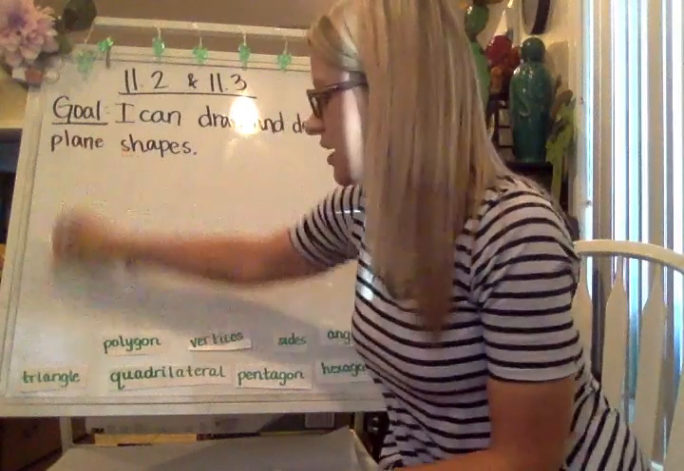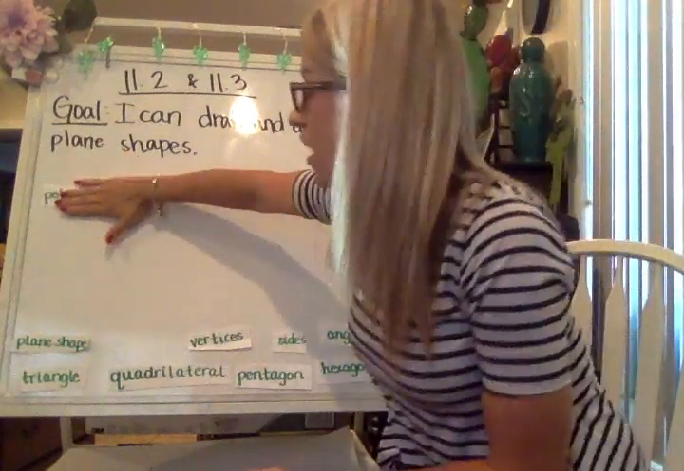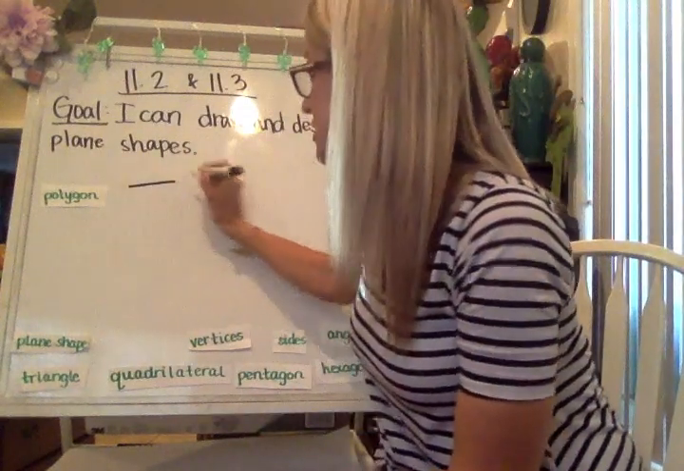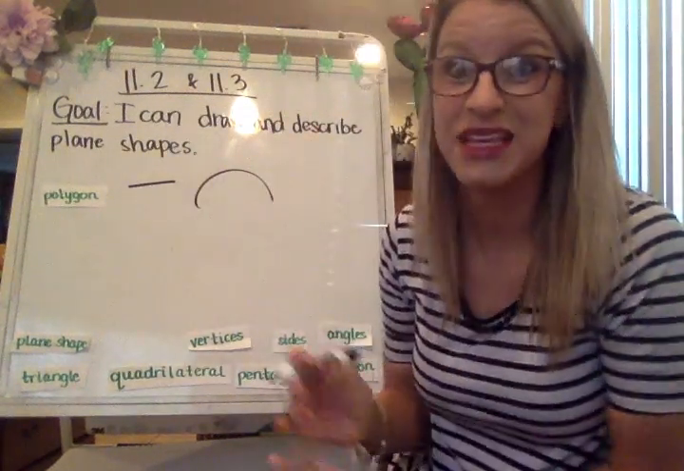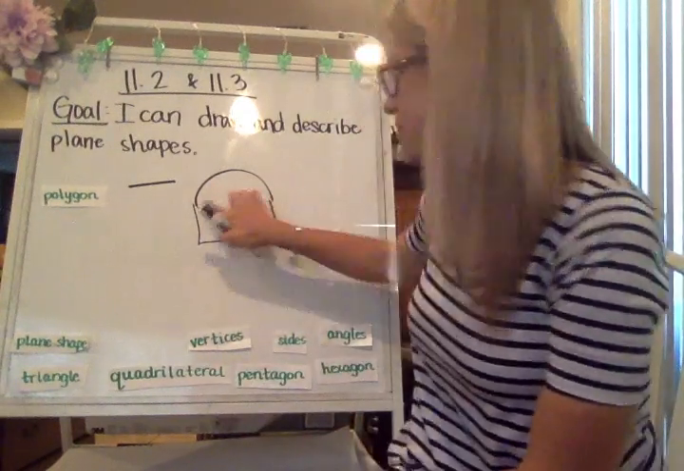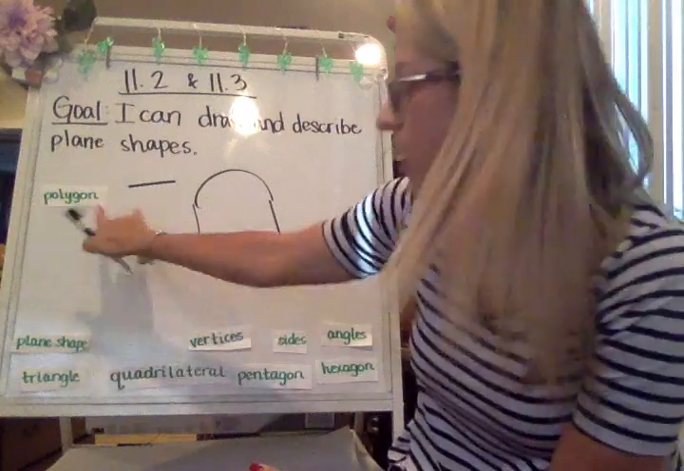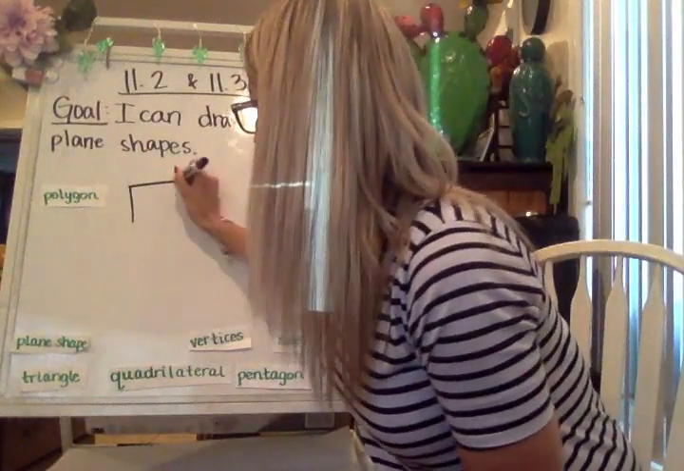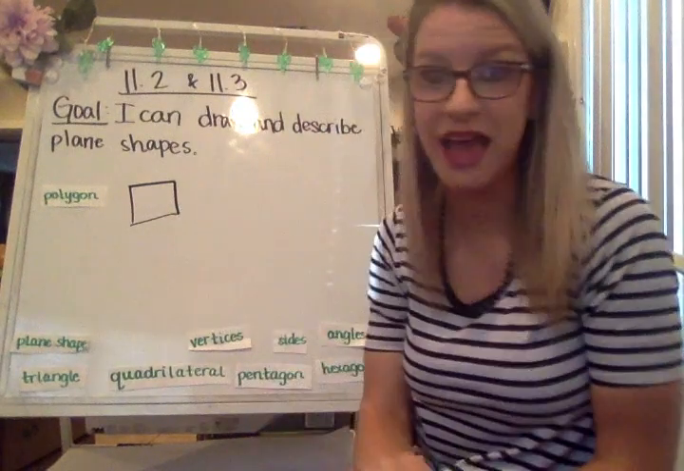Another word that you're going to hear a lot is polygon. A polygon is a shape that has straight edges, so we're not going to have curved shapes like circles and ovals. And we also would not be having shapes that have one curved edge. A polygon has straight edges and doesn't have any curves.